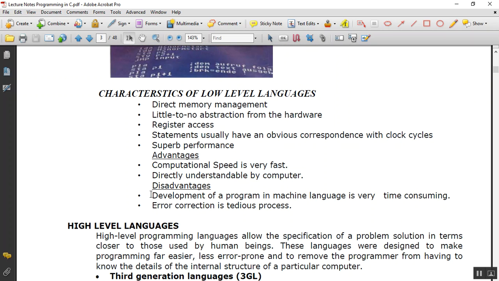What are disadvantages? Development of a program in machine level language is very time consuming. Error detection is a tedious process. These are two main drawbacks of low level languages, where we need to understand each and every line or each and every character which is in form of 0 and 1.